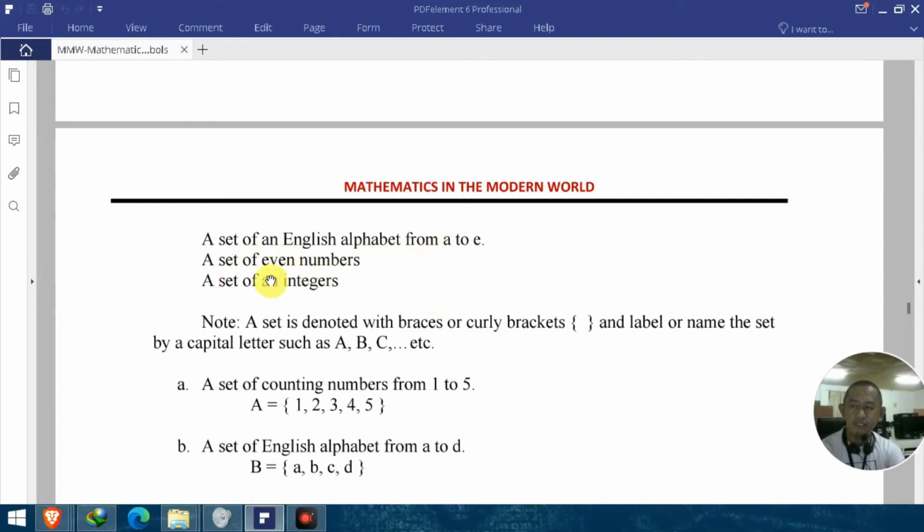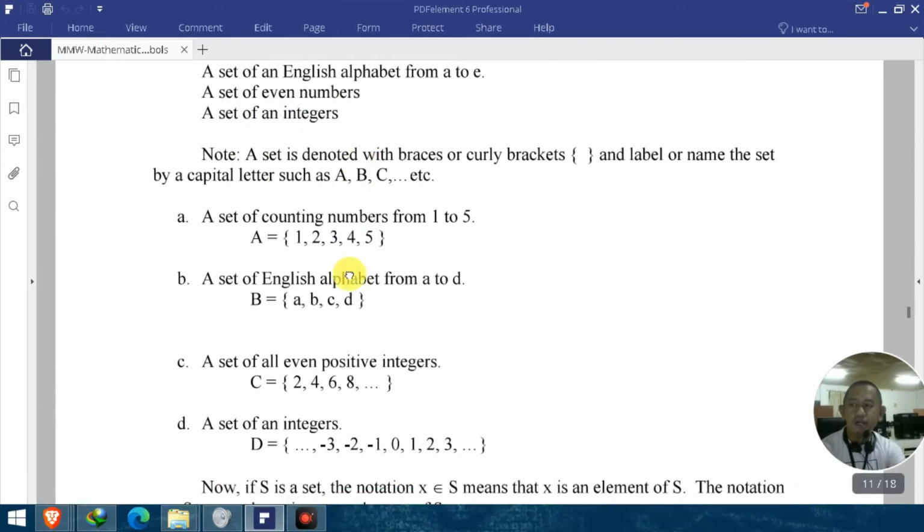A set of even numbers and a set of integers. So, a set is denoted with braces or curly brackets, and a label or name of the set. For example, a capital letter is the name of the set: A, B, C, and so on.